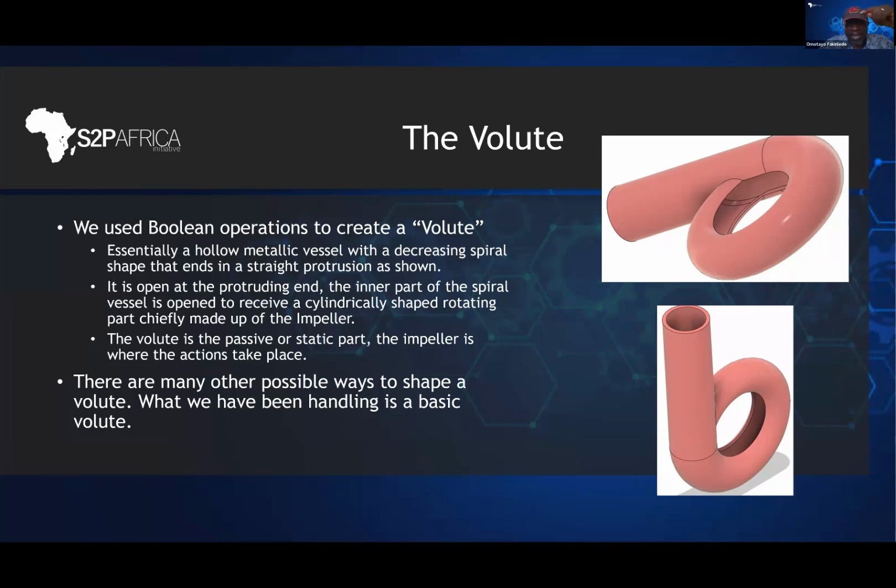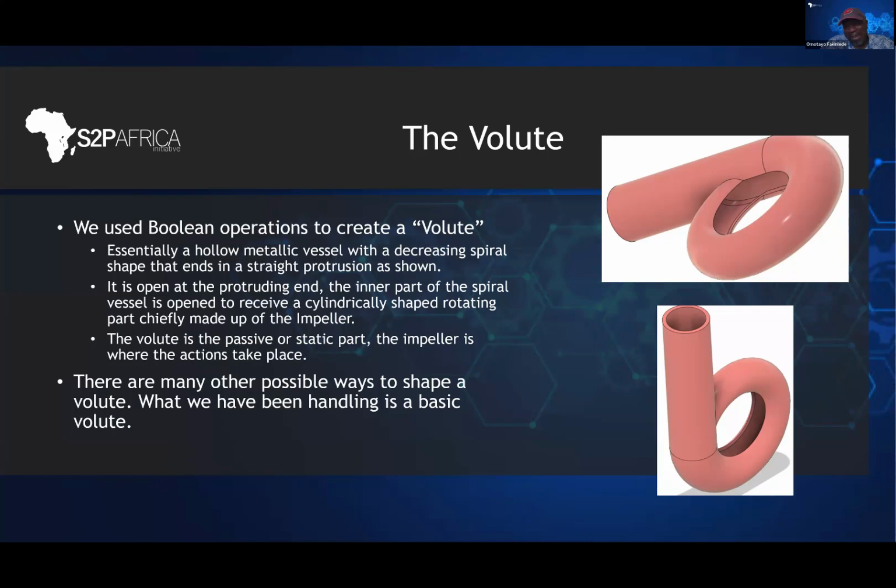If you start from the big end, it is decreasing. If you start from the small end, it is increasing. So it is a changing spiral shape that ends in a protrusion as shown. It will be increasing to that straight line or decreasing to the curved line, whichever one you look at. It is open at the protruding end. The inner part of the spiral vessel is open to receive a cylindrically shaped rotating part, chiefly made up of the impeller. The rotating part is simply chiefly the impeller.